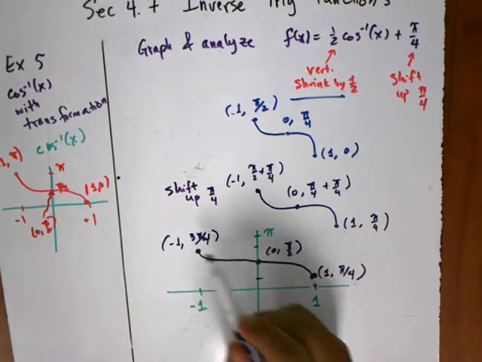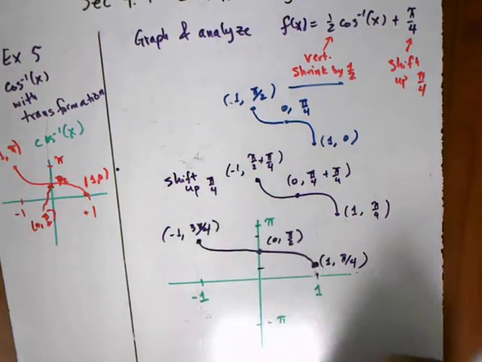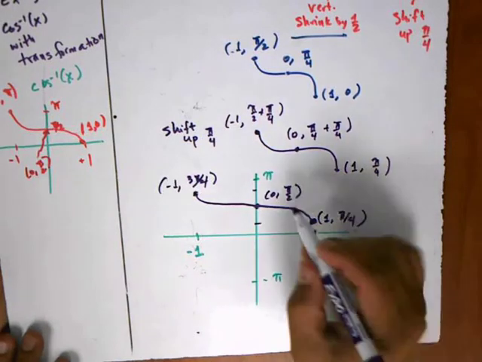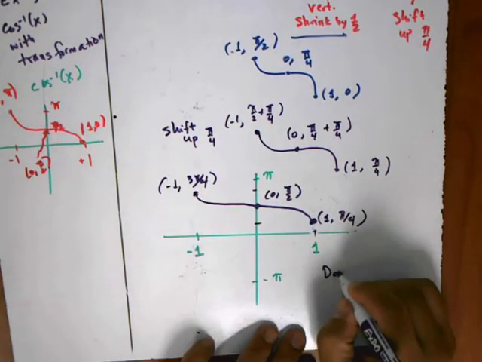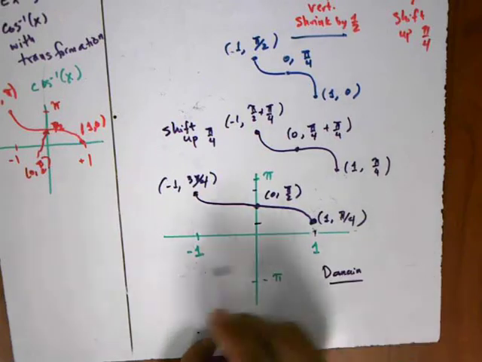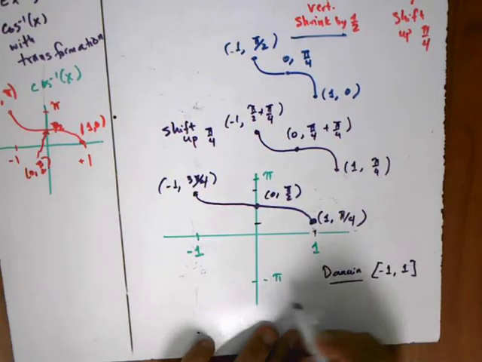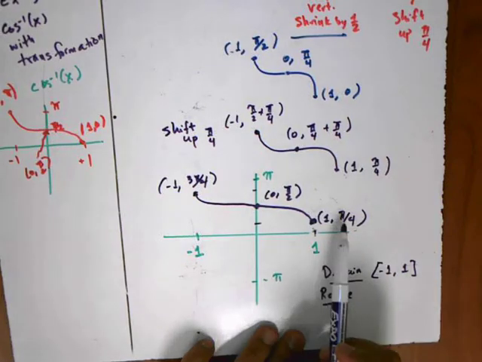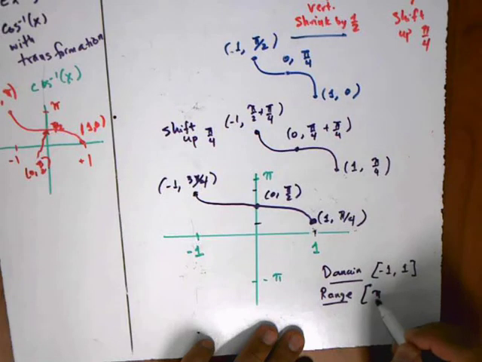So we've taken the original graph, we've shrunken it down, and then we moved it up. You can see the result here, and we can certainly analyze this. It's not too difficult to do. The domain is still everything from -1 to +1. The range changed a little bit. It's everything from pi over 4 to 3 pi over 4. Those are all of the y values.